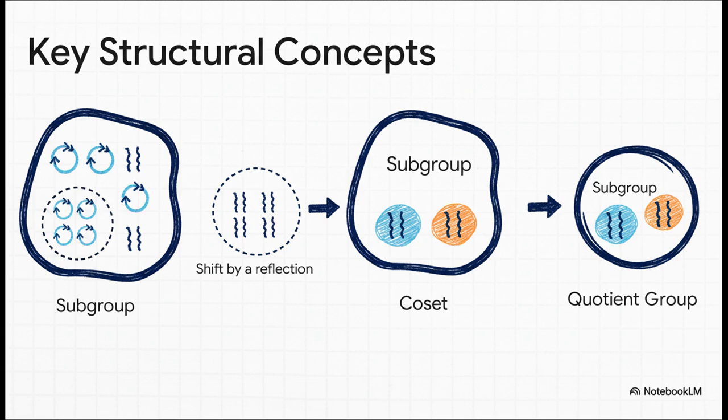And here's where the magic really happens. If a subgroup is what we call normal, it's a special kind, we can sort of zoom out. We can treat the whole subgroup as one block, and each of its cosets as another block. These blocks can then form a new, simpler group. This is a quotient group, and it's like seeing a simplified, low-resolution picture of the original group structure.